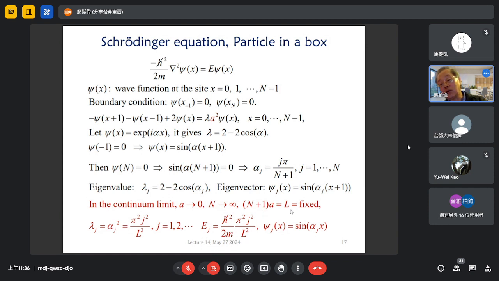So all this you already learned in the course of quantum mechanics. For a particle in a box, the eigenvalue and the eigenfunction are this, and the eigenfunction must be 0 on the boundary. So for this problem, I also have an example code for it.